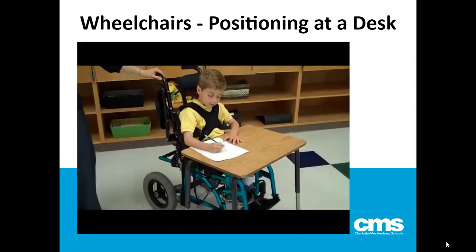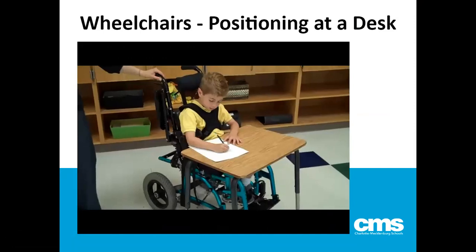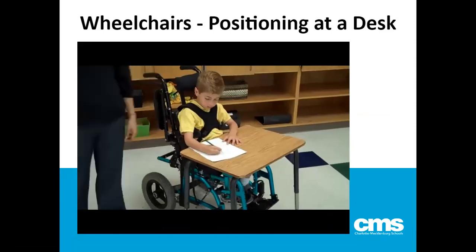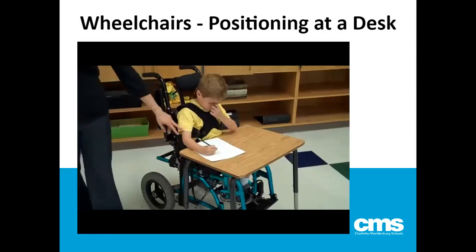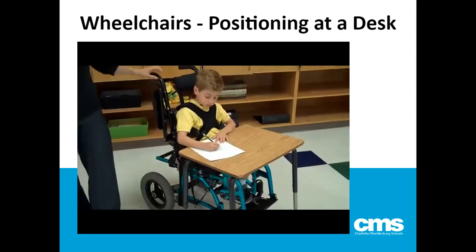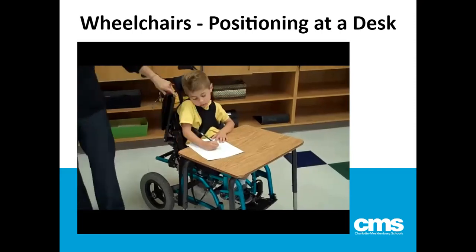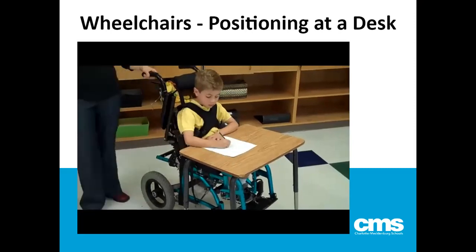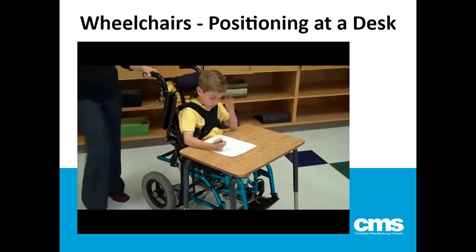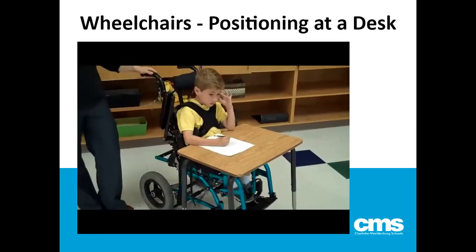When pushing a student up to a desk, you want to make sure that the table height is positioned so that the student's elbows are at about a 90-degree angle. It is difficult to write if your arms are up at your chest. You can also flip the armrest out of the way to move him as close to the surface as possible. The other thing that you want to make sure is secured are the wheel locks. This will help him from not moving back and forth as he writes.